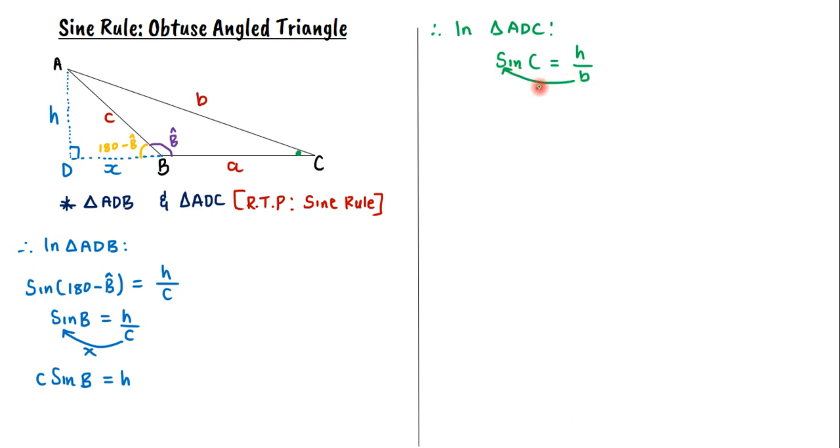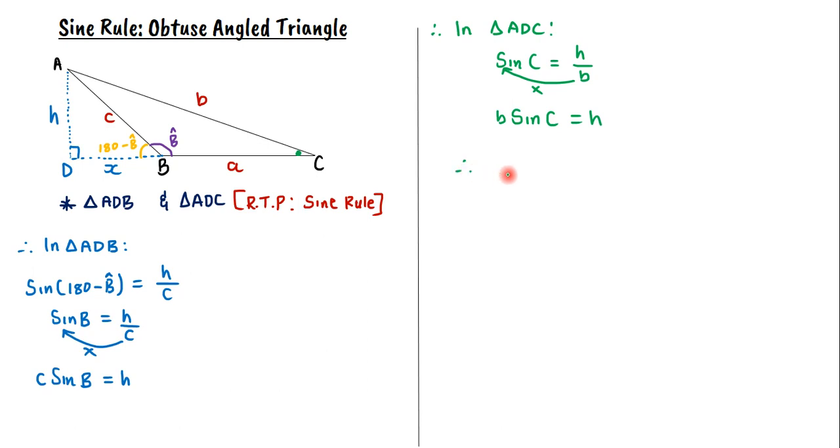I cross multiply this to that side, and now here B sine C will be equal to H. Now notice here that I've found two ways to calculate H, right? Because I've found two ways to calculate H, it doesn't matter which part I'm using here, H will be the same value, right?